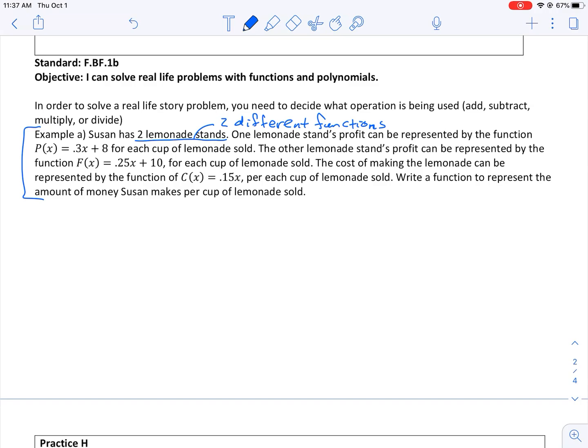And so this is going to be P of X from one lemonade stand, and then F of X for the other lemonade stand, and then we got C of X. But we're not going to add C of X because that's the amount of money it costs to make those, and so we're actually going to subtract it out. So we got the 2 lemonade stands making money, and then 1 function for subtracting the cost of the lemonade. And now that we got this figured out, we're just going to put them all together.